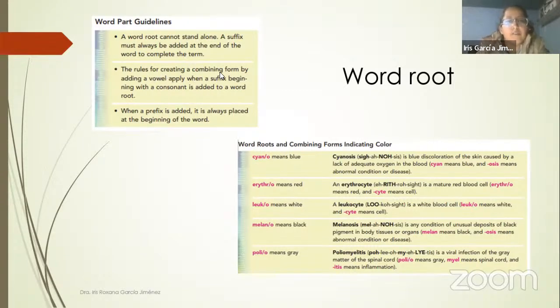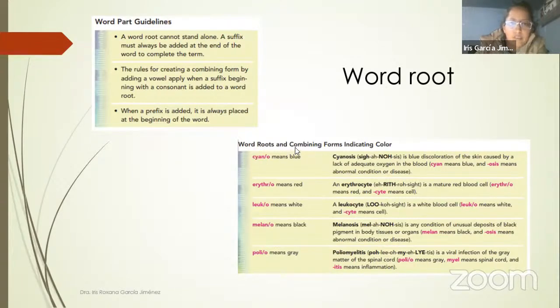Moreover, the rule for creating a combining form by adding a vowel applies when a suffix beginning with a consonant is added to a word root. We are going to check some examples. When a prefix is added, it always goes at the beginning of the word. So it's the same as in Spanish. We have the suffix at the end of the word root and the prefix at the beginning, and that's all. But we have to consider if the suffix begins with a consonant or with a vowel.